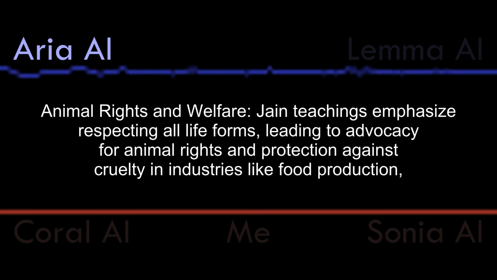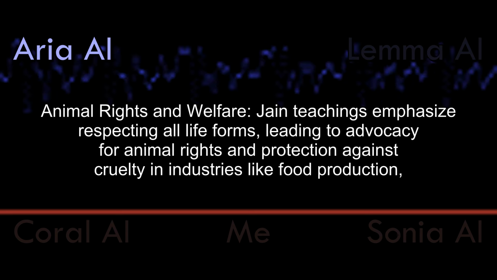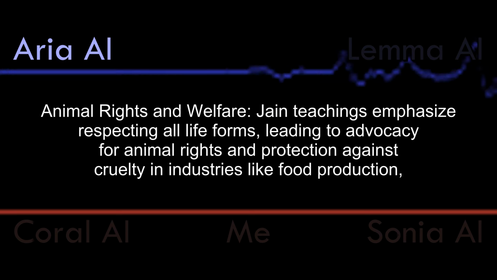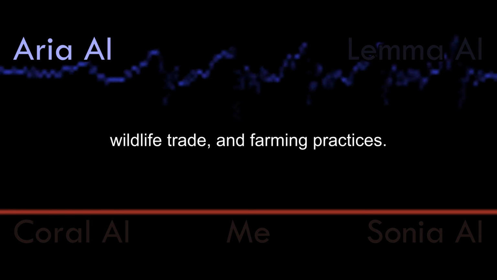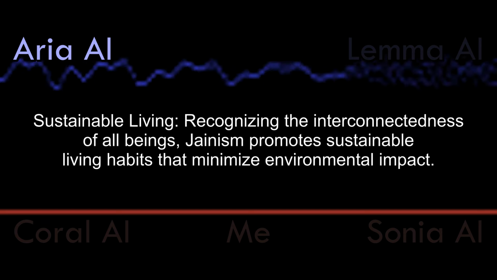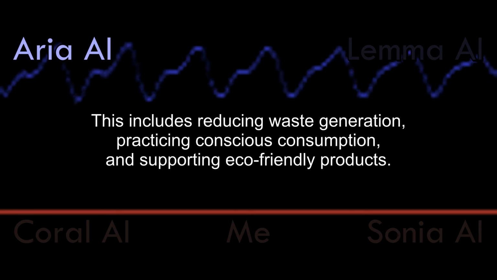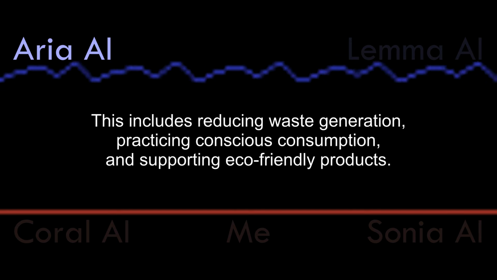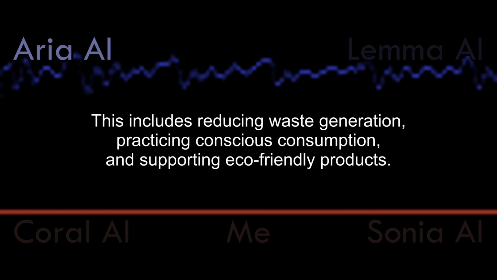Jain teachings emphasize respecting all life forms, leading to advocacy for animal rights and protection against cruelty in industries like food production, wildlife trade, and farming practices. Sustainable living. Recognizing the interconnectedness of all beings, Jainism promotes sustainable living habits that minimize environmental impact. This includes reducing waste generation, practicing conscious consumption, and supporting eco-friendly products.